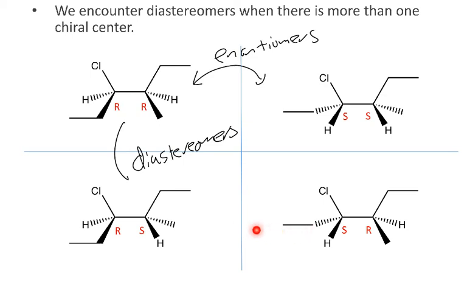Now, when I compare these two, right, they are enantiomers, because this one has RS and this one has SR, so they both swapped. So these would also be enantiomers, right? And as far as the diastereomers go, these are also stereoisomers. They have the same connectivity, but they're not mirror images, and they're not the same compound. So these two would be diastereomers, and these two would also be diastereomers.